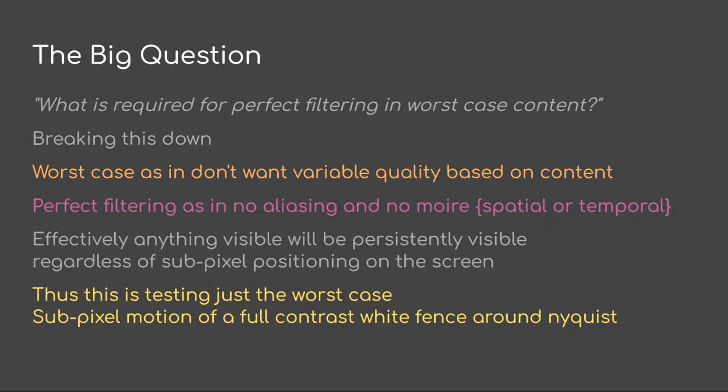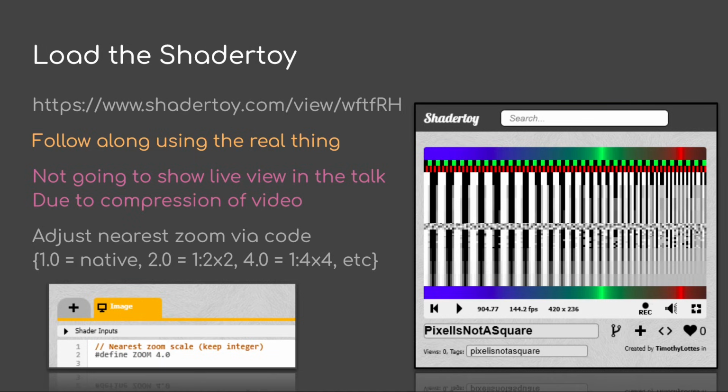Thus, this talk is going to be testing just the worst case: subpixel motion of a full contrast white fence around Nyquist against a black background. To follow along, please load the associated Shadertoy. I'm not going to show the live view in this talk, due to the compression of video, it probably is not going to transfer properly. Note that Shadertoy does support zoom.